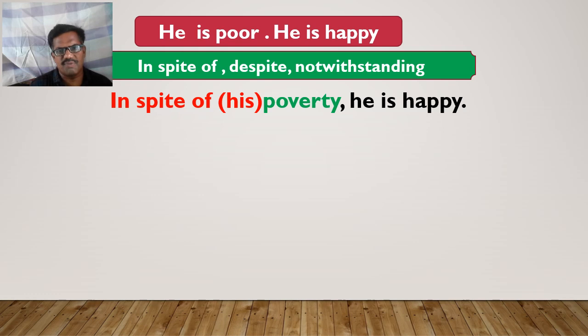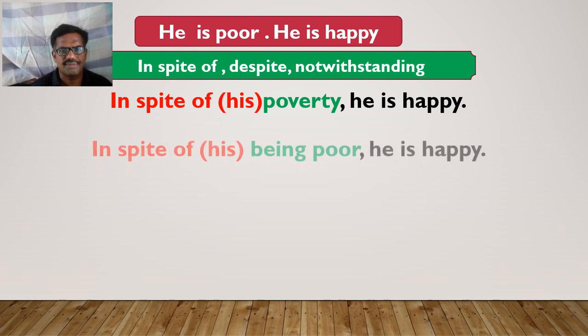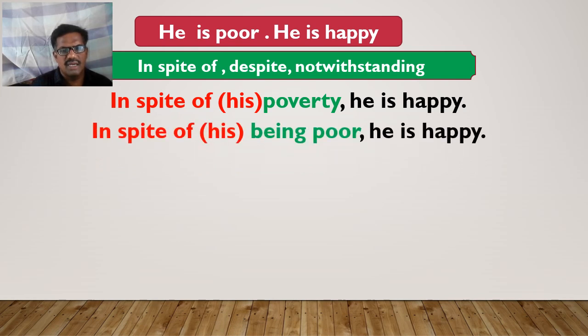In spite of poverty, he is happy. Here, after the phrase preposition in spite of, we have placed the noun form. We have written the noun form, that is poverty. So poor becomes poverty. And now it can also be written with the gerund form. That means in spite of being poor, he is happy will be the other alternative answer.